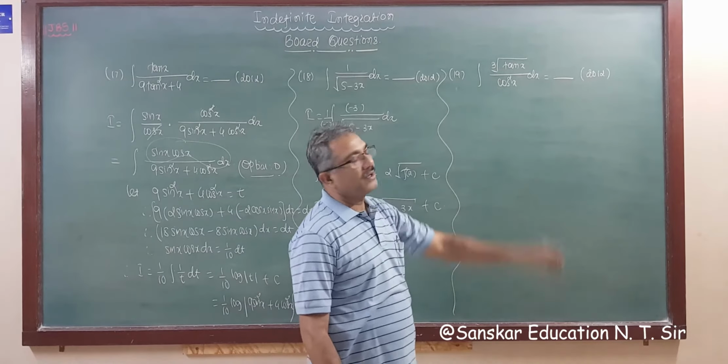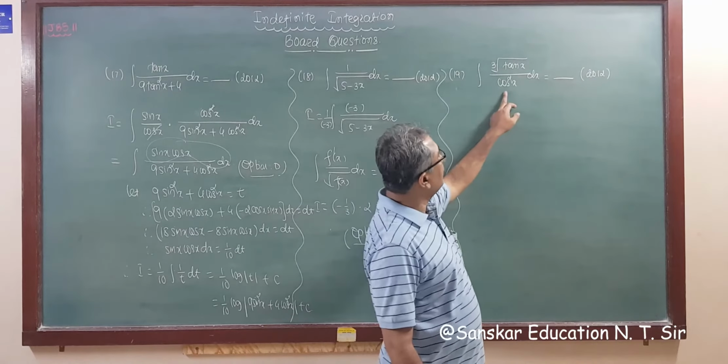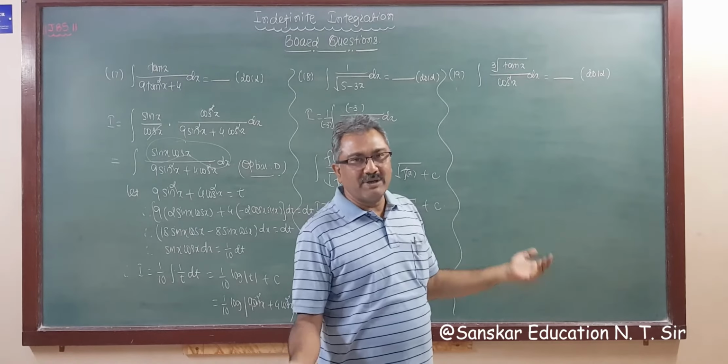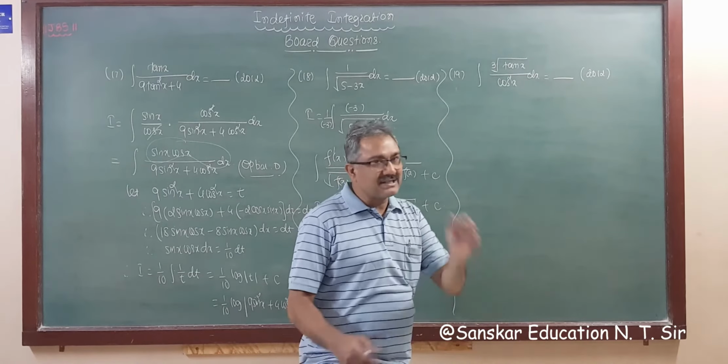Now this is cube root of tan x upon cos square x dx. Now no single formula is applicable, right? Not a single. Okay.